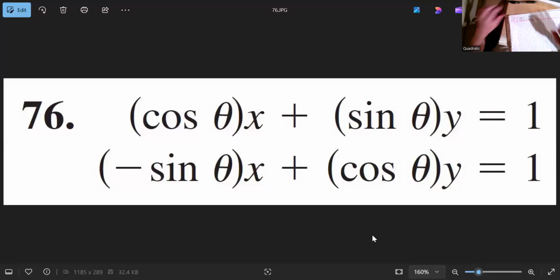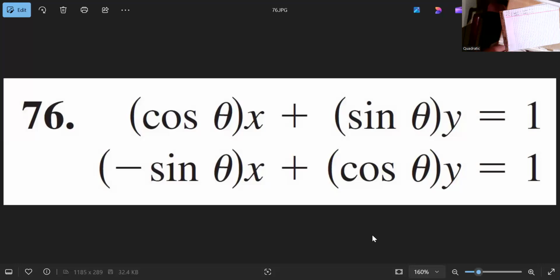Hi, everybody. Today in this video we're going to do problem number 76 on section 1.1. So cosine theta is the coefficient, x and y are the variables here, and we're going to want to solve for x and y. Anyway, cosine theta x plus sine theta y equals 1, negative sine theta x plus cosine theta times y, I should say, equals 1.